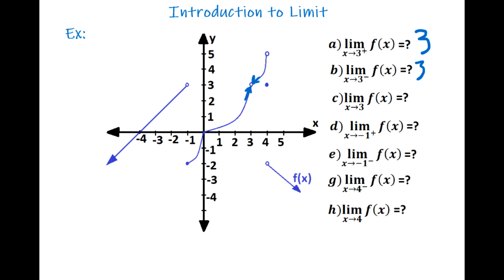And what is the limit of f of x when x goes to 3? Because the left limit and the right limit at the point x is equal to 3 are equal to each other, that limit is 3 as well. And in D it says, what is the limit when x goes to -1 from the right? Over the function I am approaching -1, and as you can see the y value shows -2 here. So this is -2, guys.